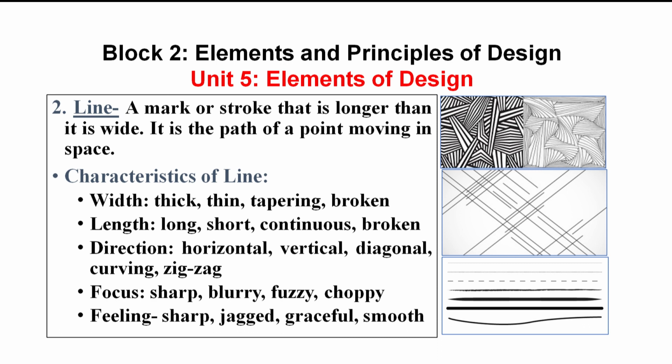Directions may be different: horizontal, vertical, diagonal, curving or zigzag. Focus: it can be sharp, blurry, fuzzy or choppy. Then we have the feeling, one of the characteristics of line, that is sharp, jagged, graceful or smooth. Sometimes when we draw a line during the making of any design, we can use that line for giving the feelings, like it is a very sharp line, when it feels very sharp to the eyes, or very graceful or smooth. All those characteristics we can use while creating any design as an element of design.